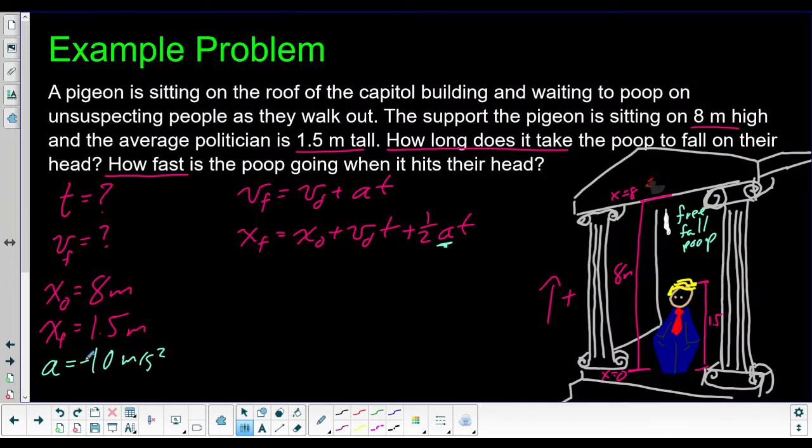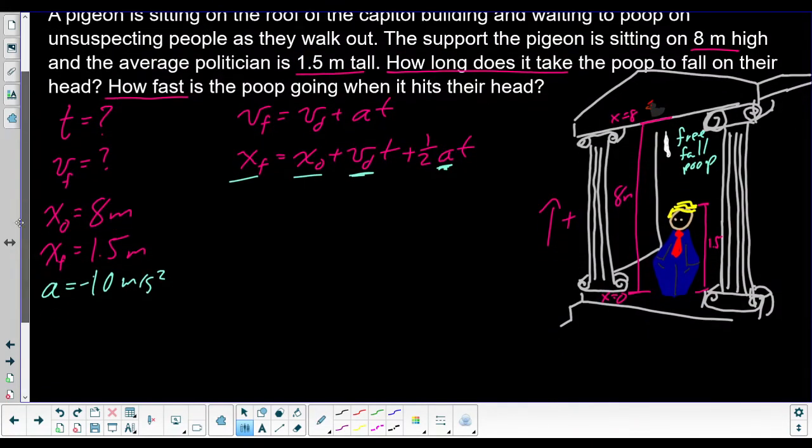Okay. So I have the final position. I have the initial position. I have the acceleration. We're looking for time. Do I know the initial velocity? We don't. So unfortunately, we're going to have to make an assumption here. And it might be good to write it down. Hey, I'm assuming this because it's not given to us anywhere.